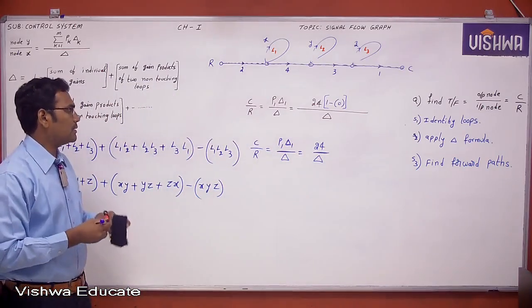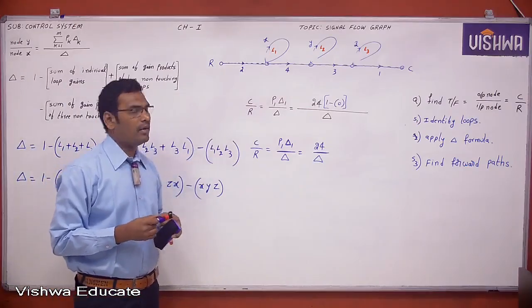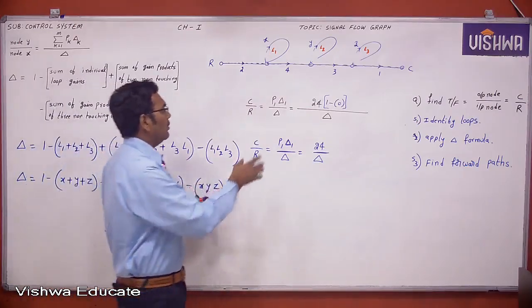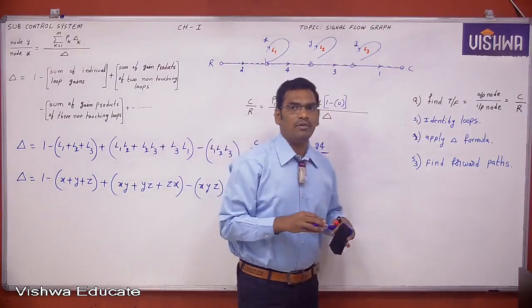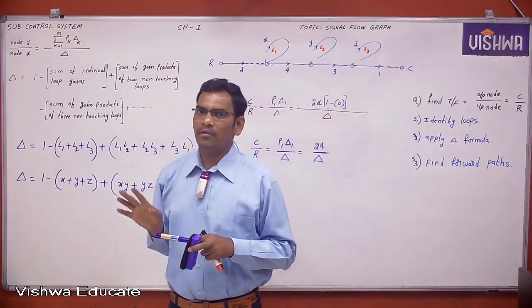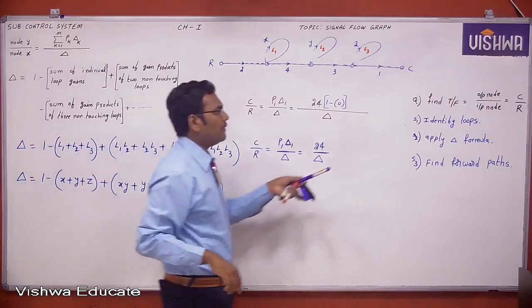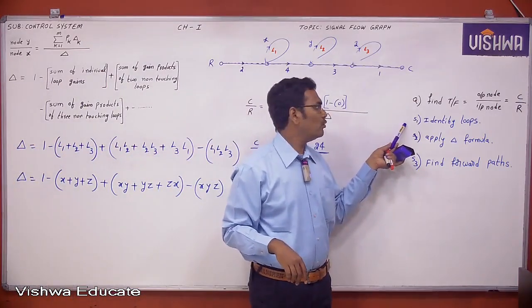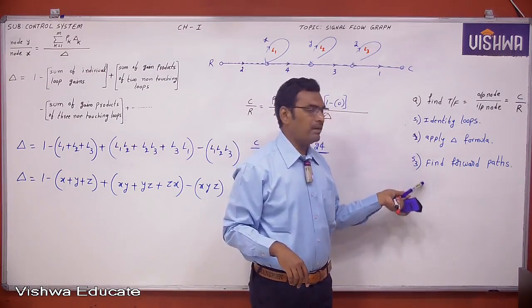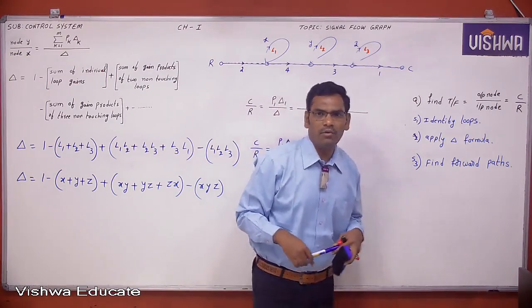So this is the C by R formula, this is the forward path, and this is the signal flow graph. How to solve any problem? You can take any number of problems, with the same procedure without any change. First identify the loops, apply the delta formula, and find the forward paths. Okay, it's over. Okay, note it down.